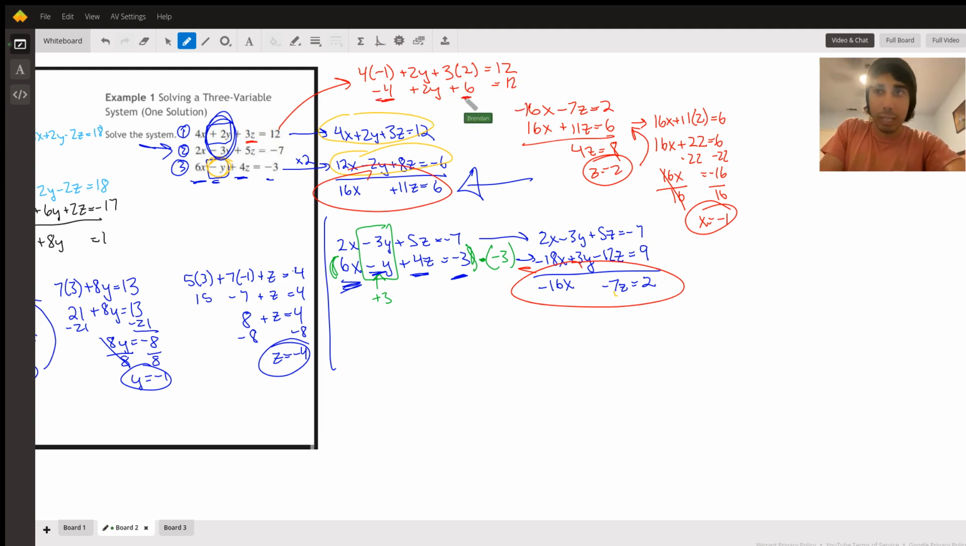Negative 4 plus 6. We're going to combine like terms. I've got 2y plus 2 equals 12. Subtract 2. 2y equals 10. Divide by 2. y equals 5. Okay, I'm sorry. I know I'm running out of room a little bit there. But again, those are our steps.